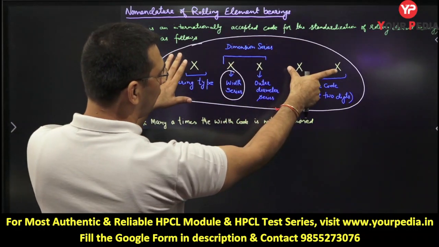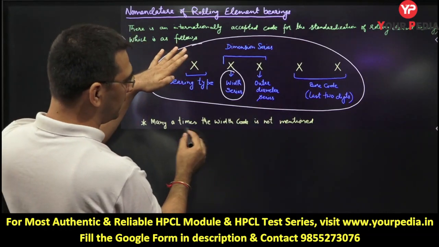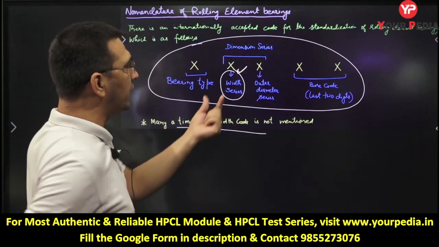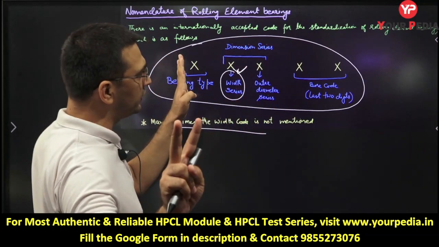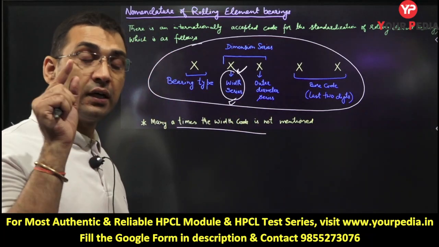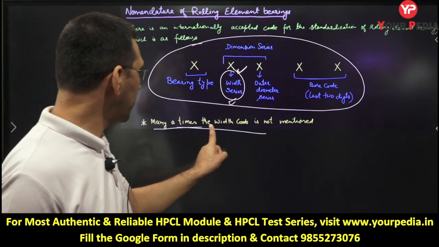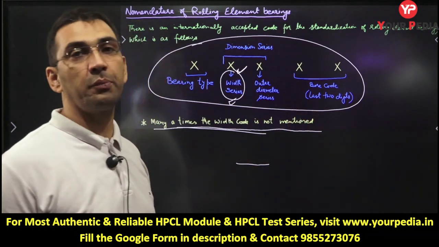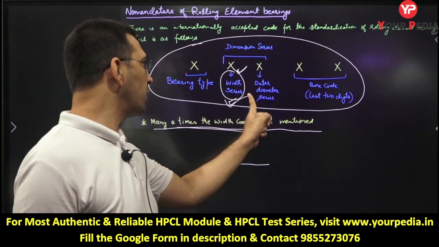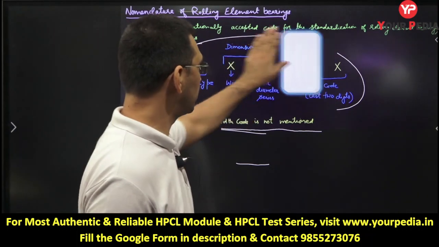But let us say if it is mentioned only 4 digits, then the interpretation would be, in some cases, like there is an exception. The digit missing would be the width series. So if you are having only 4 digits, it means the width series digit is missing, right? So that is how you have to interpret. That is why many a time the width code is not mentioned. If you have been given 4 digits only, then there is high probability that the width series is not given. So these are some of the exceptions, right?